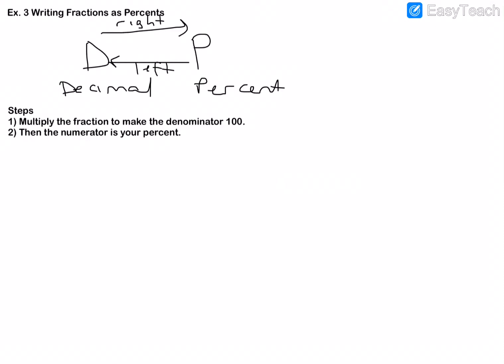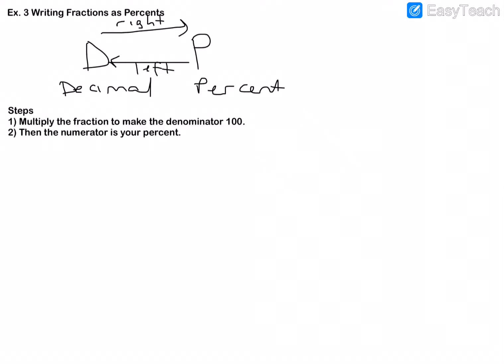If you're going from decimal to percent, move your decimal point to the right. If you're moving from percent to decimal, move your decimal point to the left. Okay, so example 3, we're just continuing on from 5.5. Writing fractions as percents. I listed the steps here for you. I suggest you pause and write this down. But your steps are, the first thing you need to do is multiply your fraction to make the denominator 100.